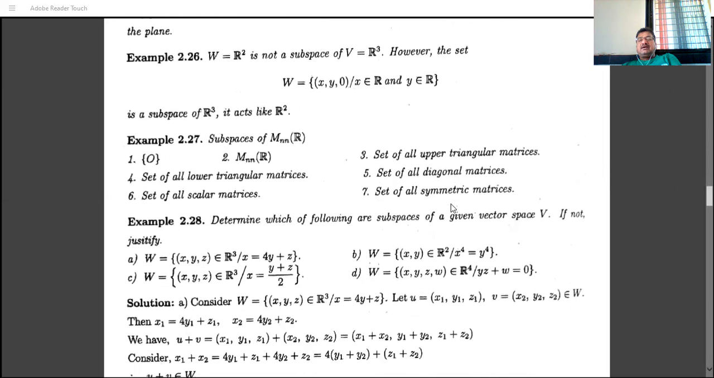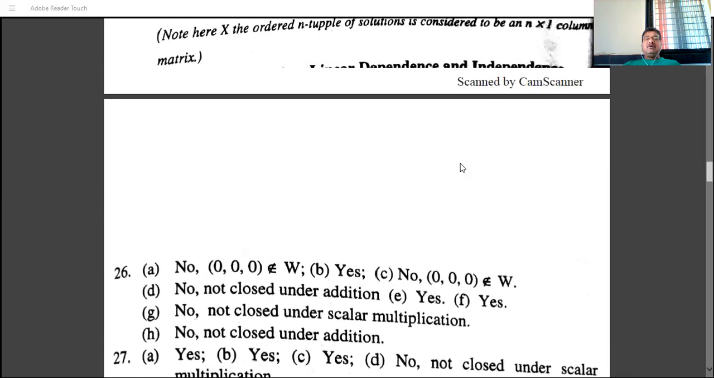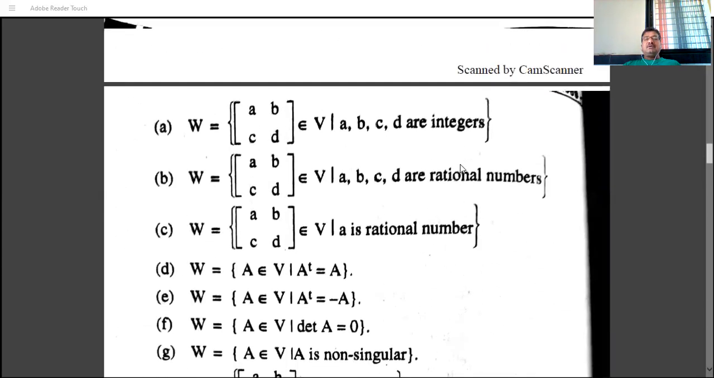An upper triangular matrix means what? The matrix whose elements below the diagonal are 0. So for example, you can write the upper triangular matrix of order 2 as [a, b; 0, d]. So this is the upper triangular matrix. The elements above the diagonal are non-zero, below the diagonal are 0.